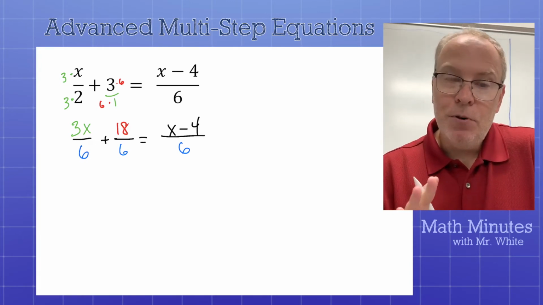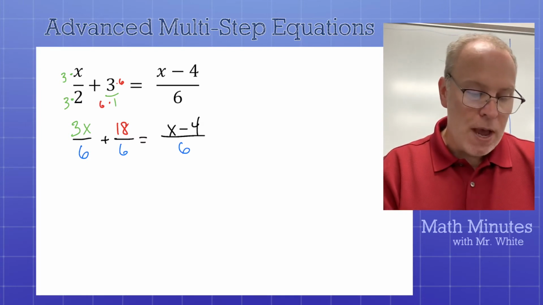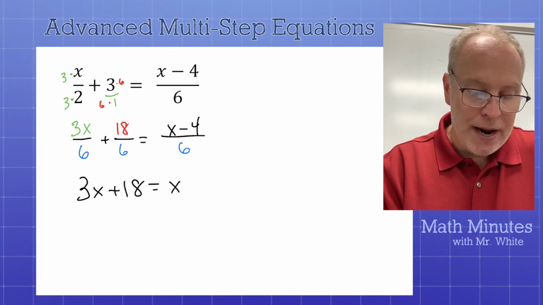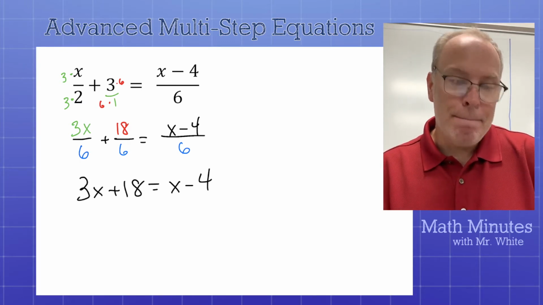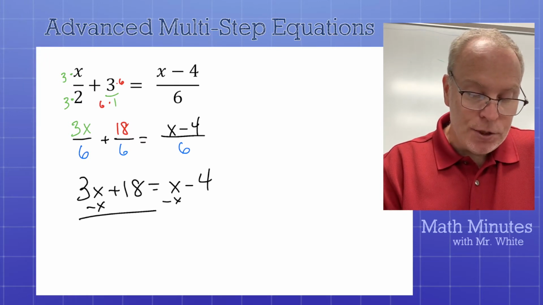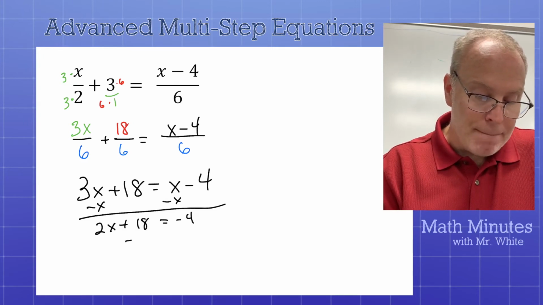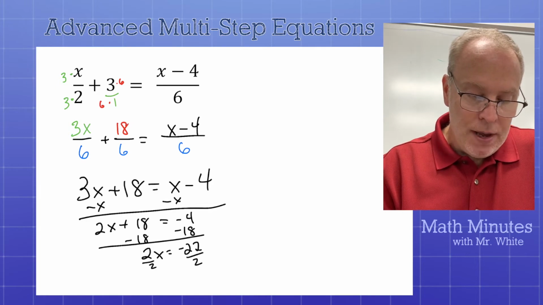Now listen carefully. You may think that this looks even worse, right? But all the denominators are the same, so we can throw them away and just focus our attention on the numerator equation. 3x plus 18 equals x minus 4. I have x's on both sides, so I'm going to deal with that now, just like I did in the last problem. 2x plus 18 equals negative 4. I'm going to minus 18 on both sides. I get 2x equals negative 22. I divide by 2. I get x equals negative 11.